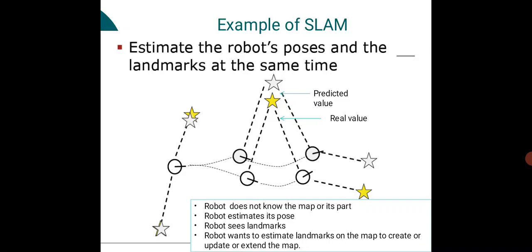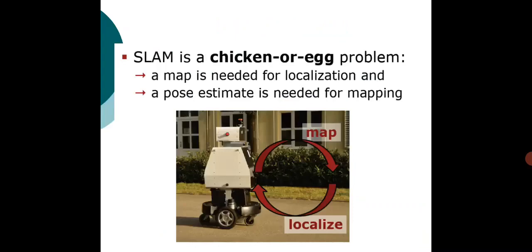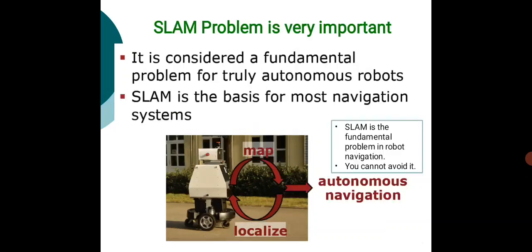Here also you could see the dotted line gives a real value, and the other one gives a predicted value. And this is like a chicken or egg problem. What do we need first? Either we need a map for localization, or we need a pose estimate for mapping. So why is this problem very important? It is considered a very fundamental problem, especially for autonomous navigation and autonomous robots, and it forms the basis for most navigation systems. So you definitely cannot avoid it.